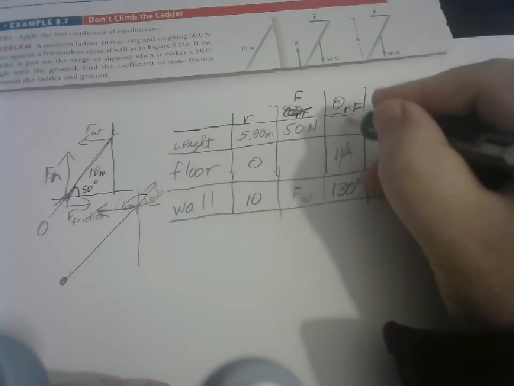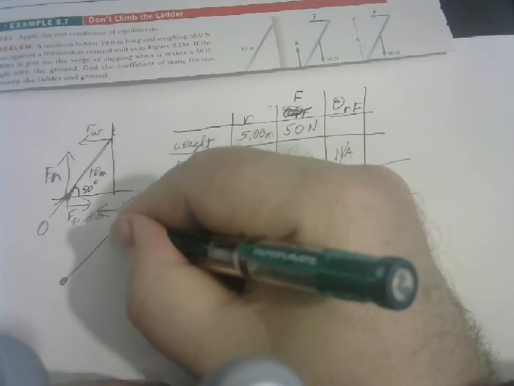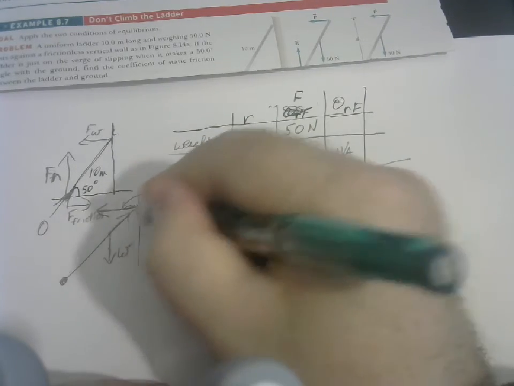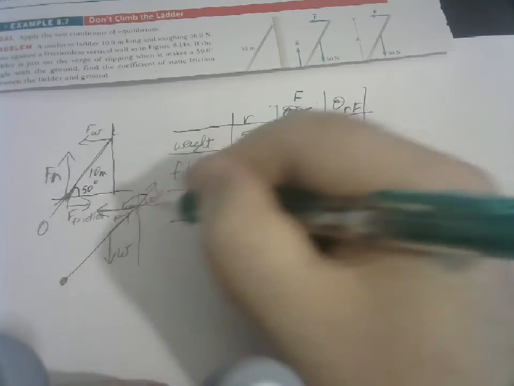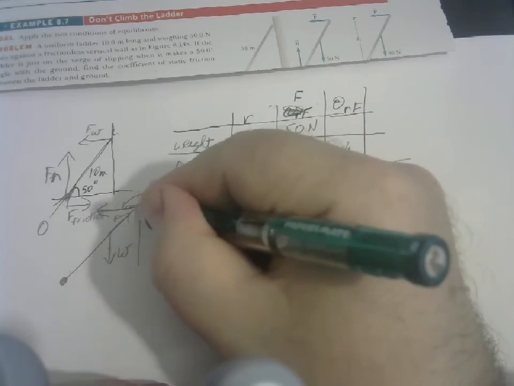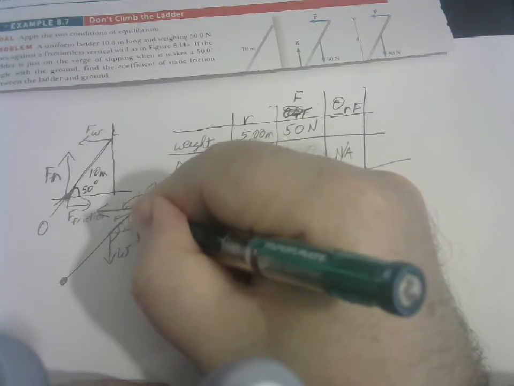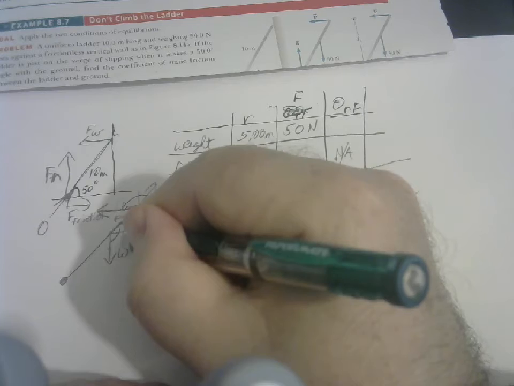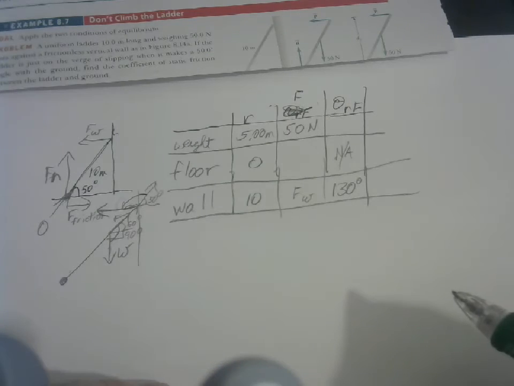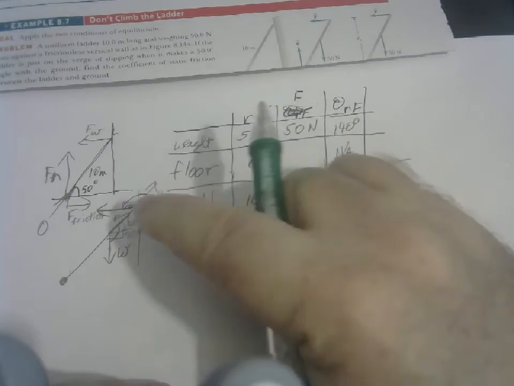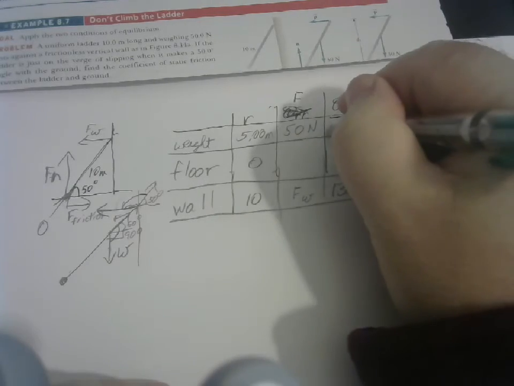The angle of the weight, okay, let's look at that. Weight is going this way. The R is going this way. The angle from R to the weight comes this way, and we can see that this is 50 degrees, and this is 90 degrees. So 50 plus 90 is 140, and we're going clockwise, so this is going to be negative.